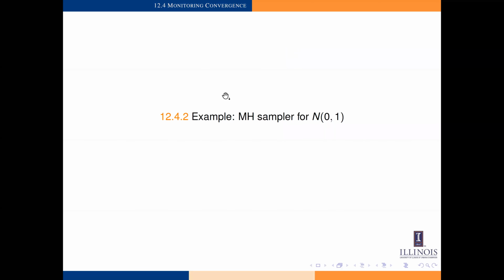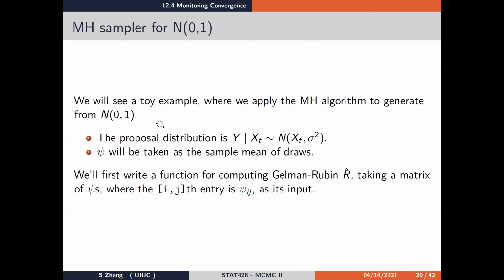We'll see an example for this, considering a simple MH sampler for drawing from the target distribution, that is the standard normal distribution. Like before, this is actually a toy example that does not involve Bayesian inference. So here we just apply the MH algorithm we introduced last week to generate from the target distribution that is normal(0, 1).